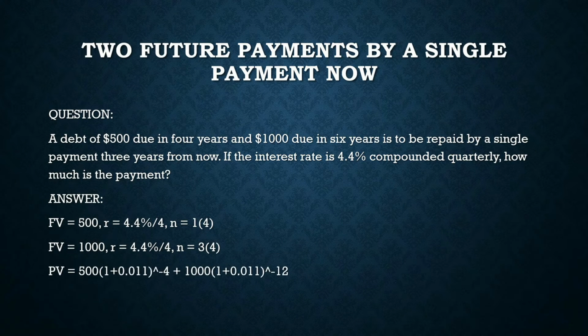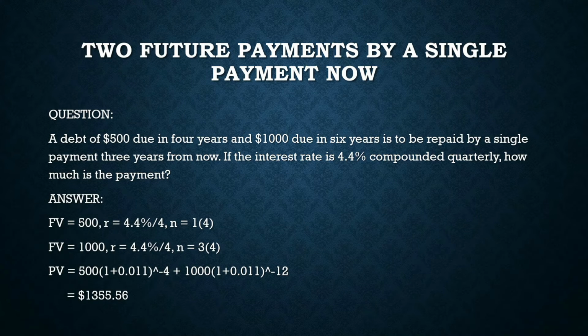The PV is 500 bracket 1 plus 0.011, to the power of negative 4, plus 1,000 bracket 1 plus 0.011, to the power of negative 12. We get the answer 1,355.56. Why are the years 1 and 3?